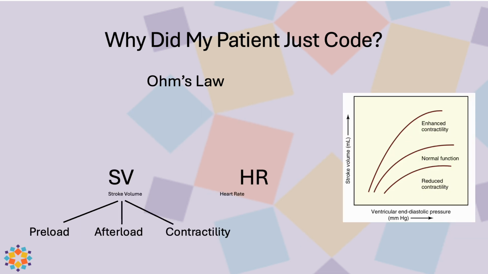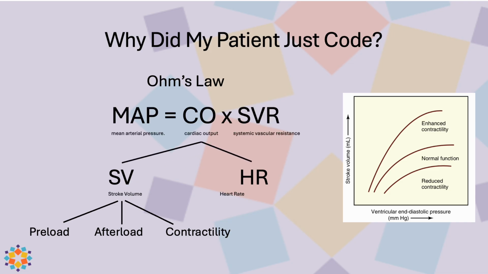So now let's tie Ohm's law back to the Starling's curve, where we have the cardiac output and we're thinking of stroke volume and contractility. Why is contractility down? Well, it's because the shape of our Starling's curve has changed to reflect what physiologically is going on in the heart. So now, why does our blood pressure drop so often when we give anesthesia?